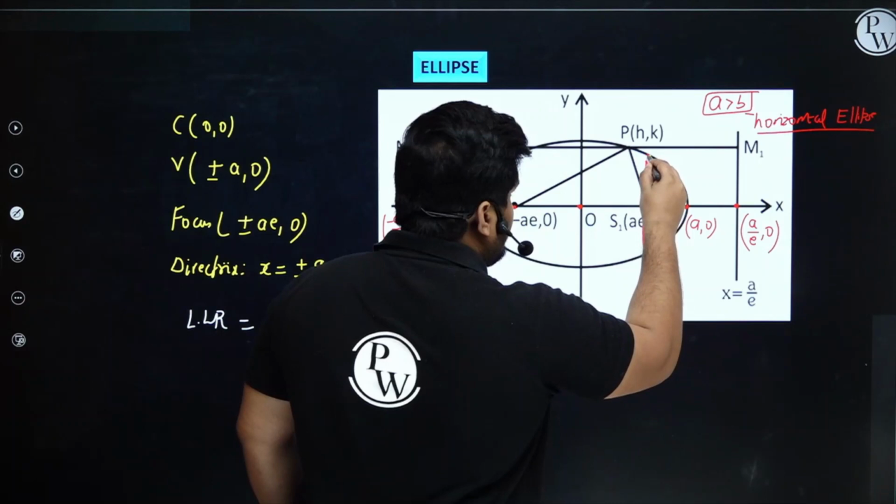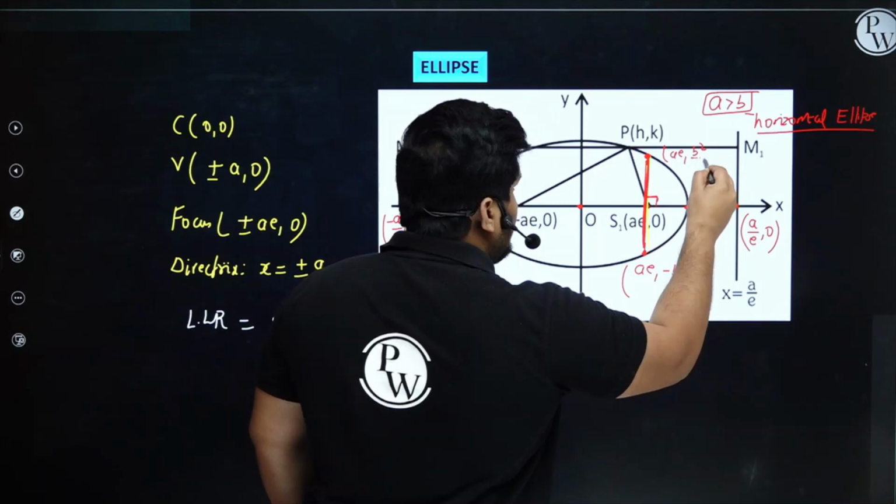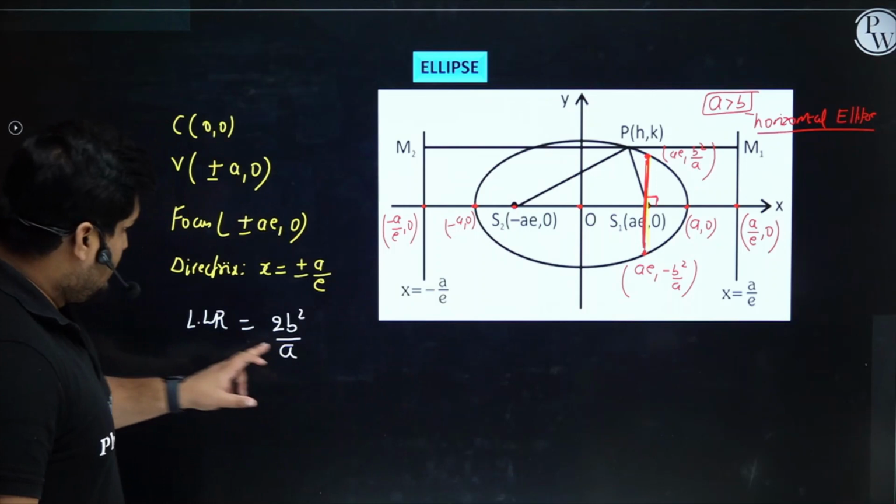If you write the endpoints of the latus rectum, this will be AE comma minus B square by A, and this will be AE comma plus B square by A. These are the endpoints of the latus rectum. So the length of the latus rectum is 2b square by A. What else should you know here?